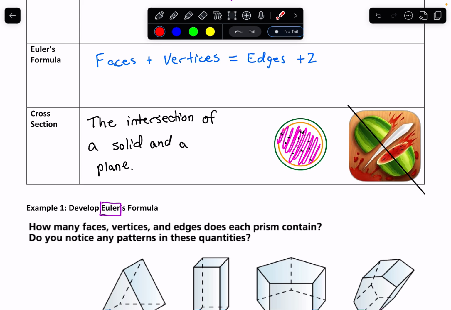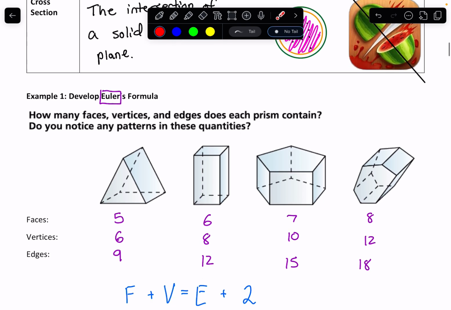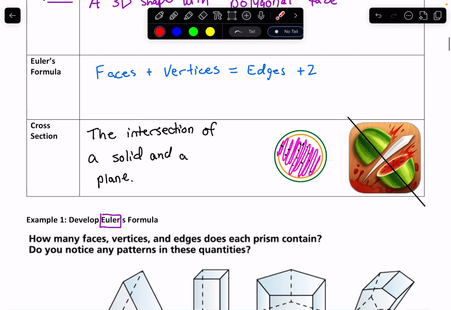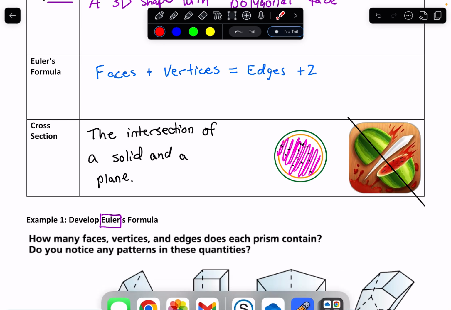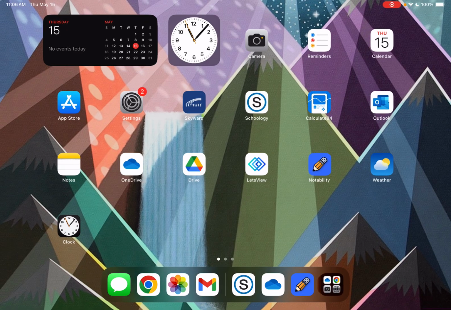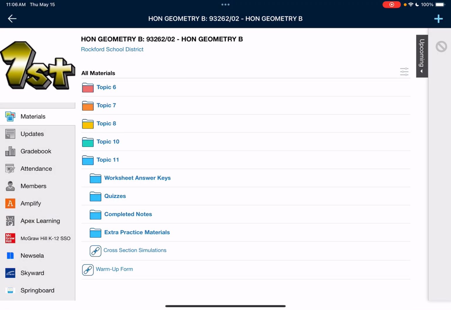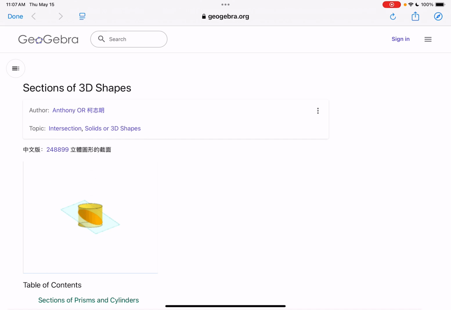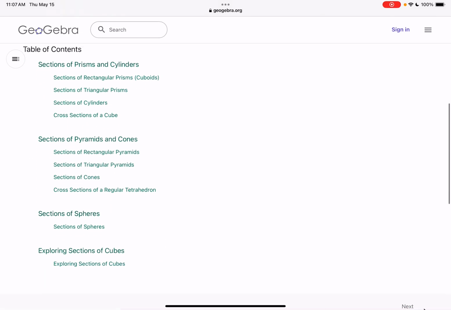So these can be a little bit difficult to imagine. Actually, I'll talk about this now. Cross-sections are hard to visualize for some of us, especially if just general 3-dimensional shapes can be hard to visualize. So what you can do for help here is you can go into Schoology, and there is a really nice assortment in Schoology of resources here. If you go into the Topic 11 folder and you hit Cross-Section Simulations, you come to this website, you can scroll down a little and you'll find all of these different types of shapes that we can use.